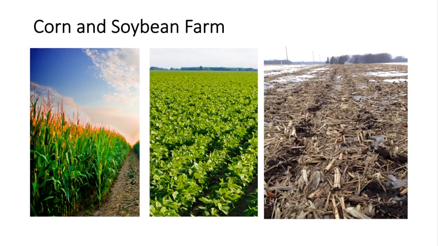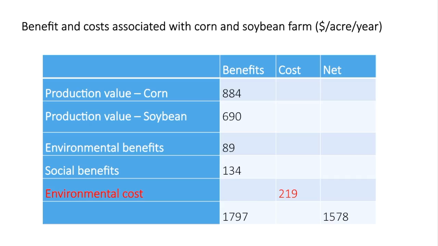Let's see the case of the corn soy farm first. This particular farm uses strip tillage, and it makes an 8-inch strip which is used for planting corn and soy. So the whole profile is not disturbed, so it helps to capture more moisture and helps in improving microbial activity, etc. So this farm produces corn and soy worth $1,500, and there are environmental and social benefits also provided by this conventional corn soy farm.